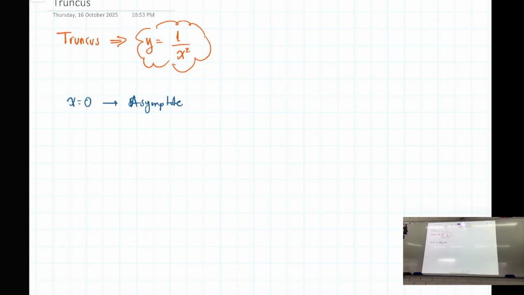Where else do we see another asymptote? At y equals 0, right? Why is that? Because there is no reciprocal that equals 0. And if you solve again for x, there is no value of x that satisfies 1 over x squared equals 0 either. So again, I will still see two asymptotes. Now, tell me, what type of asymptote is x equals 0? Is it horizontal or a vertical asymptote?